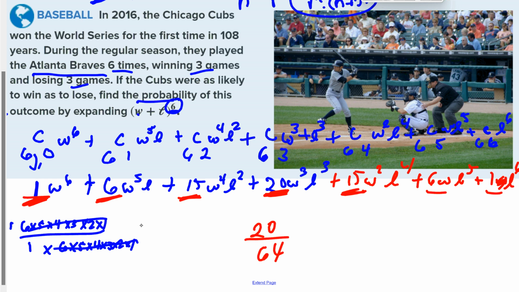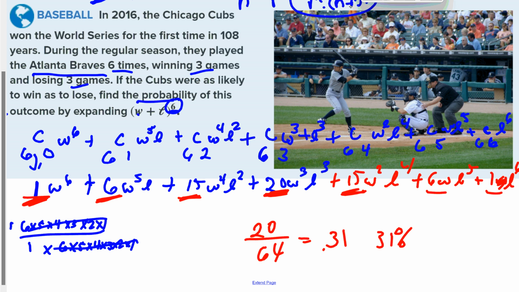So 20 out of 64 would be their probability of winning 3 games with 3 losses. So winning half and losing half. Which is close to 0.31, which is about 31%. So they have about a 31% chance of the Cubs winning 3 games and losing 3 games against the Braves.